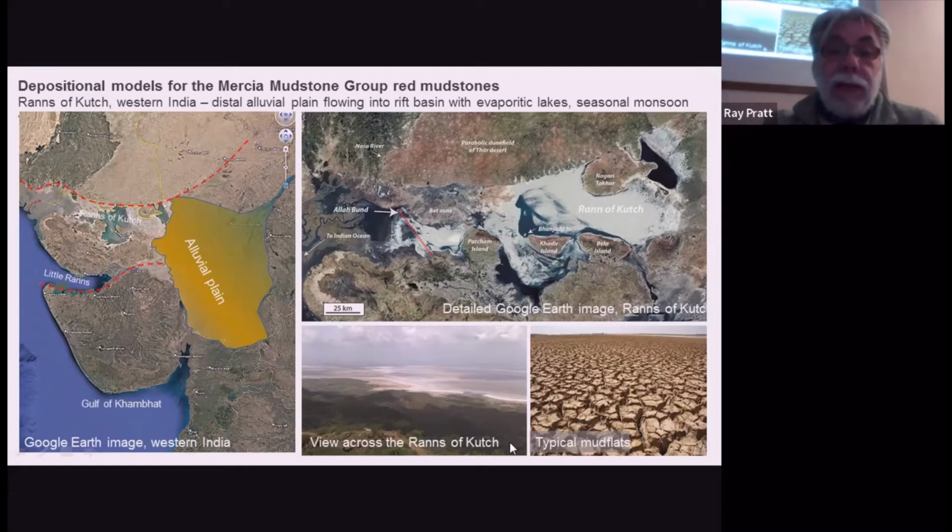And you can stand on the edge of the Saurashtra Hills and look out across those lakes, and that's pretty much what it would be like if you were stood on the Malvern Hills looking into the Worcester Graben and looking at the red Mercia Mudstone flats with saline lakes. And there are the typical mudflats bottom right that develop all around the fringes of the Ranns of Kutch. So for a depositional model for the Mercia Mudstone Group, this is not bad. It's a rift basin with a large sediment input onto one side of it, which flows into the rift basin, and then evaporative lakes form salt and gypsum in the dry season.